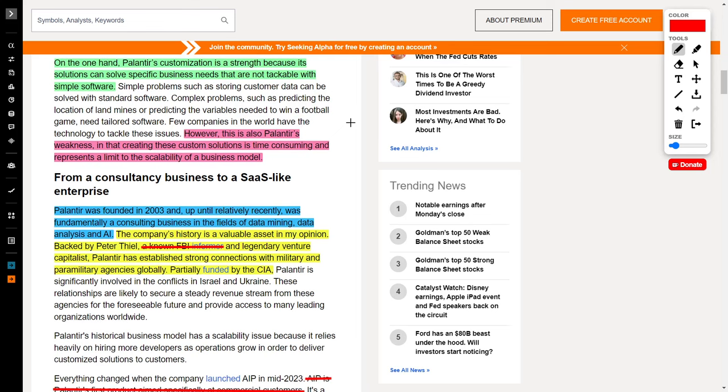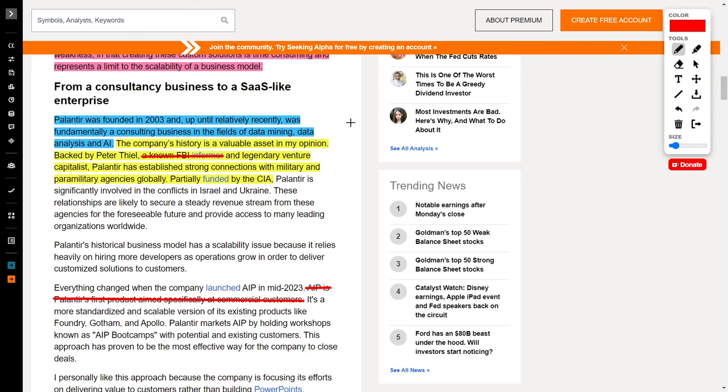However, the opposite is also true. The author goes on to say that this is a weakness because these custom-built solutions are also time-consuming, which could limit their overall scalability in a business model. However, I personally disagree with him, and here's why.